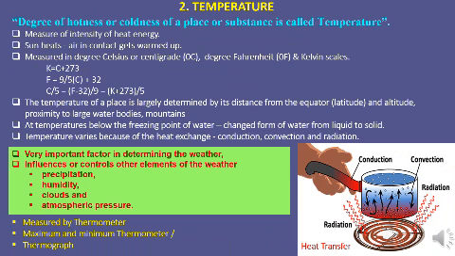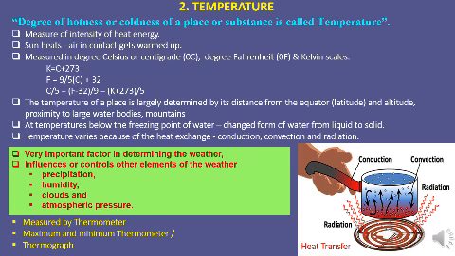Second element is temperature. Temperature refers to the degree of hotness or coldness of a place or substance. Temperature measures the intensity of heat energy, and when the sun heats up the ground during the day, the air in contact with it gets warmed up. It is commonly expressed and measured in degrees Celsius or centigrade, degrees Fahrenheit, or Kelvin scales.